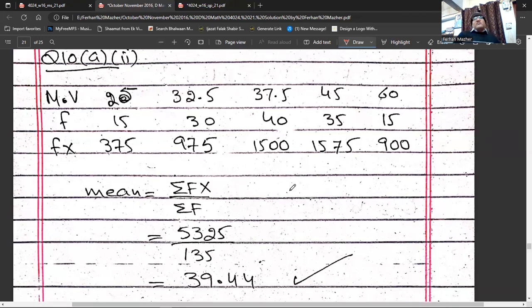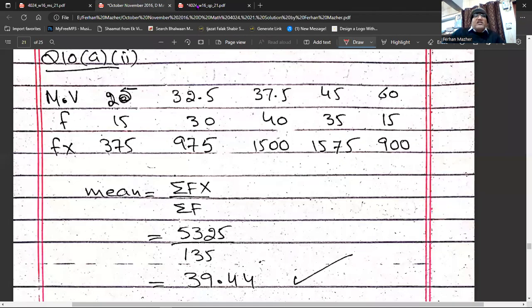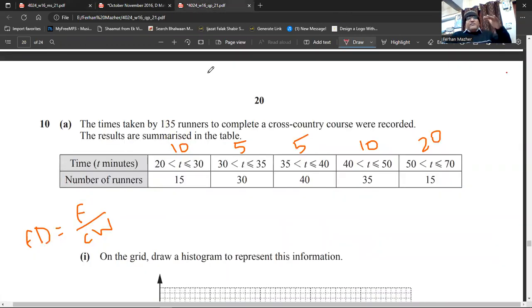And when you divide the summation fx with the summation f, 5325 divided by 135, that will be 39.44. So the mean value is 39.44. 39.44 is the right answer, sir. So this is how you find the mean value. I hope you understand.